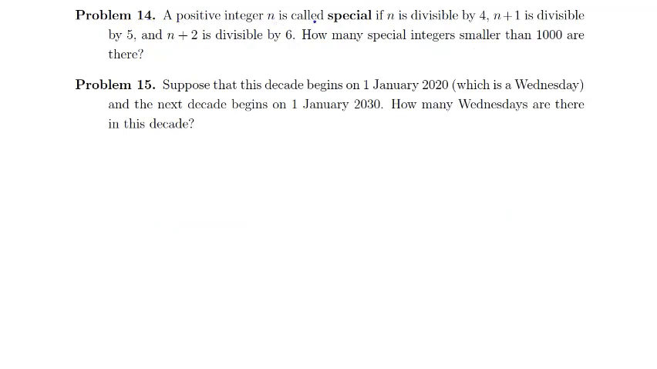Okay, primary problem number 14, which is junior problem number 4. A positive integer n is called special if n is divisible by 4, n plus 1 is divisible by 5, and n plus 2 is divisible by 6.